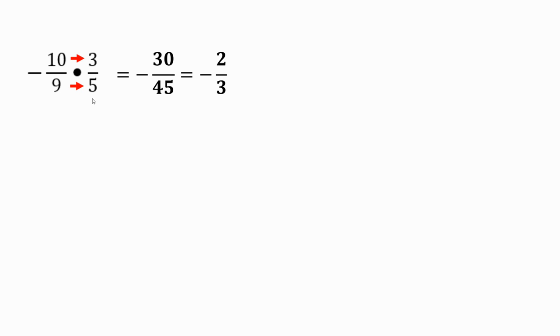10 times 3, 30. 9 times 5, 45. We can reduce that by dividing both 30 and 45 by 15, which, of course, you should. You would not ask Mr. Olson if you need to end your sentence with a period on your ELA paper. Of course not. You always do, okay? You always simplify fractions. So negative 30/45 becomes negative 2/3.